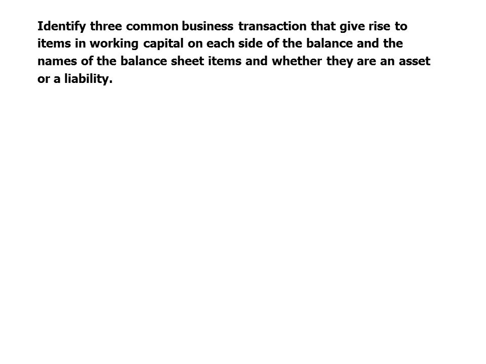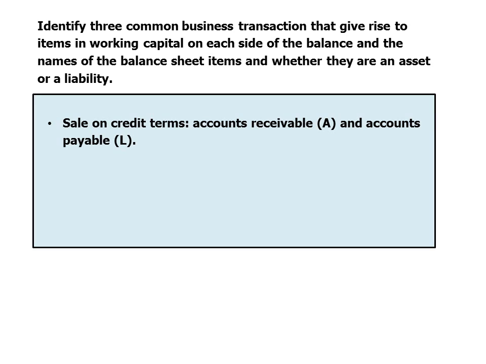Identify 3 common business transactions that give rise to items in working capital on each side of the balance sheet, and the names of the items and whether they are an asset or a liability. So first is sale on credit terms, and the items concerned, the accounts: on the asset side, accounts receivable, and on the liability side, accounts payable.